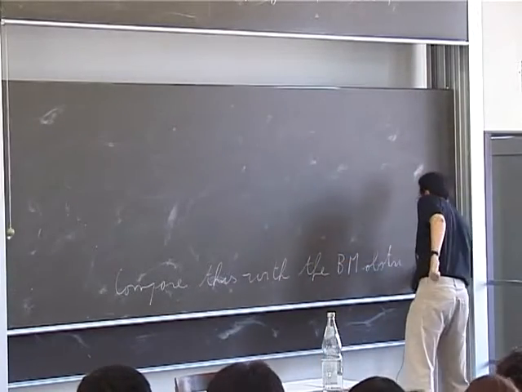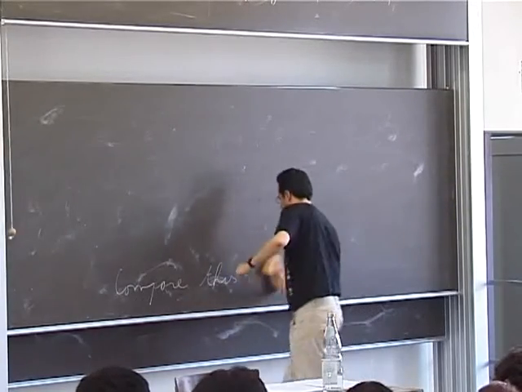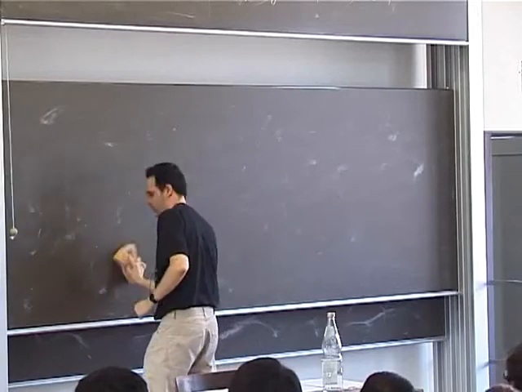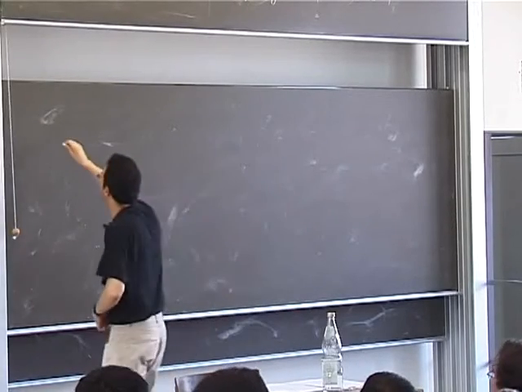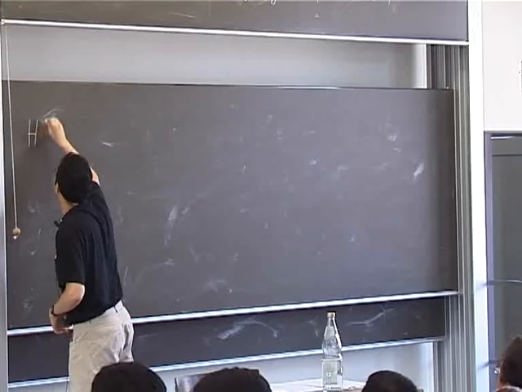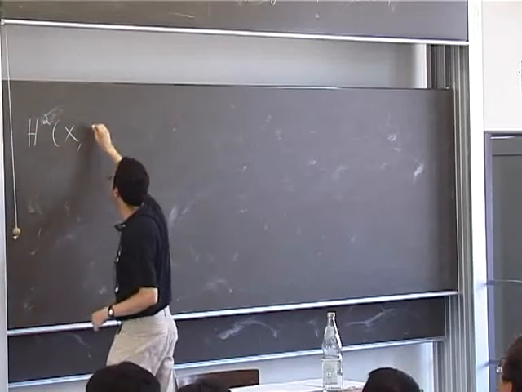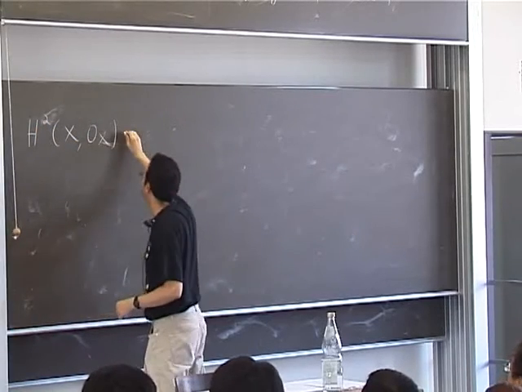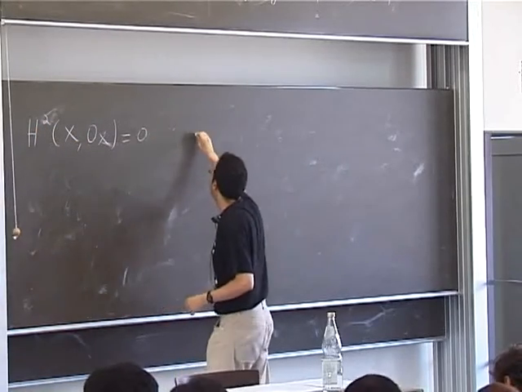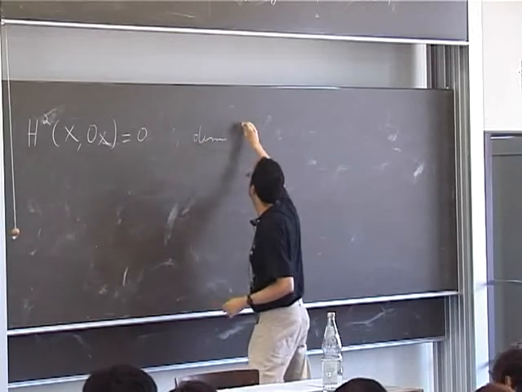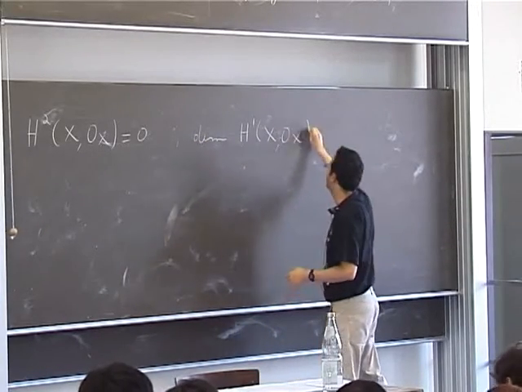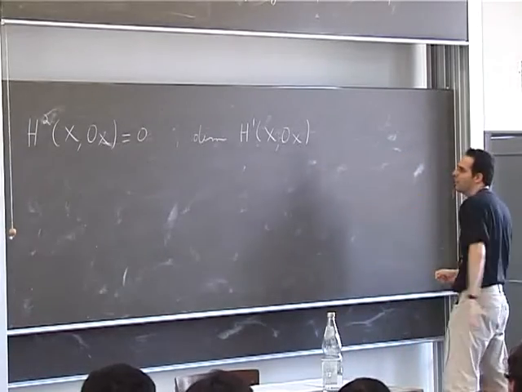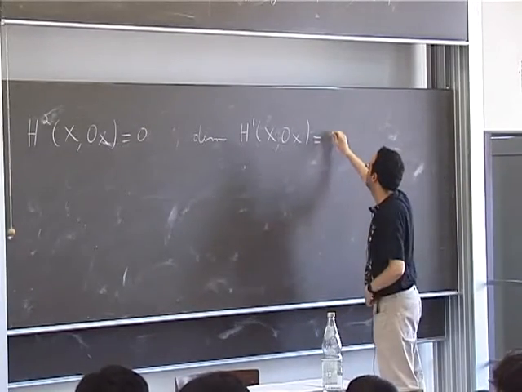So for example, H1 and H2. So for such a surface, you have H2 of X, the geometric genus, is 0. And the dimension of H1 of X, or if you prefer the dimension of the Albanese variety, is 1.